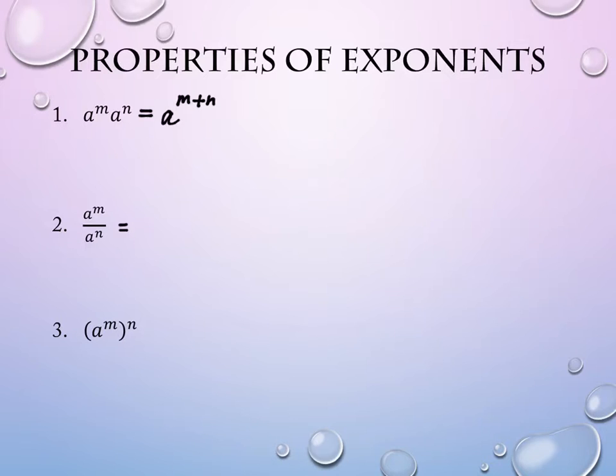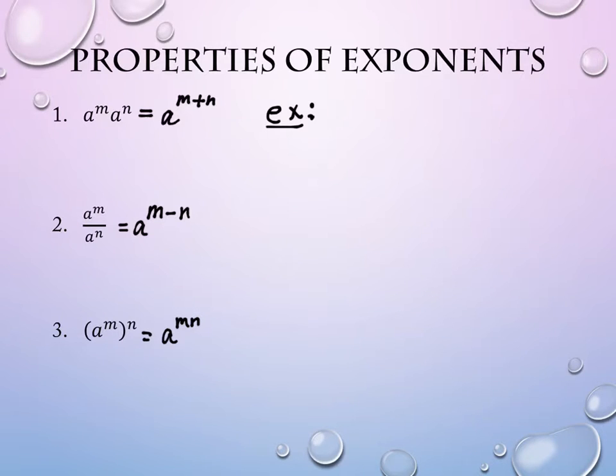The second property says that a to the m divided by a to the n is a to the m minus n. And the third property, while very similar looking to the first one, only has one base. It says a to the m, and then there's to the power n on the outside, and I multiply the m and the n. So these are our first three properties, and I want to show you with some examples why they work.